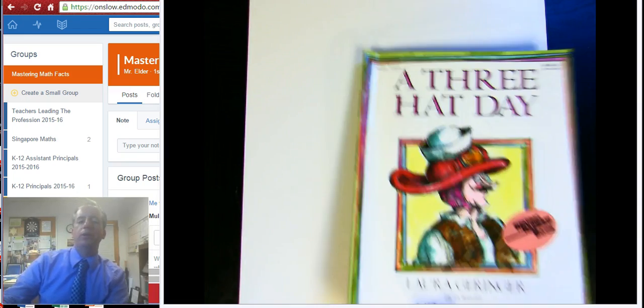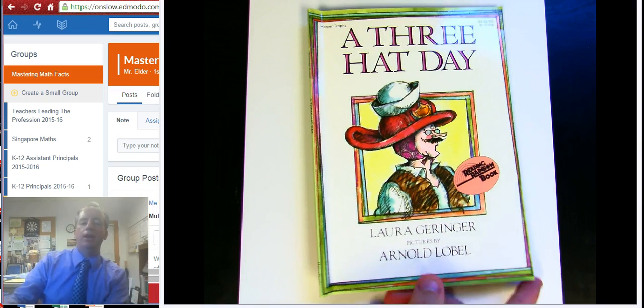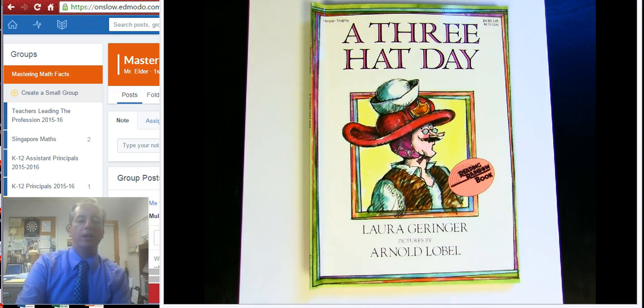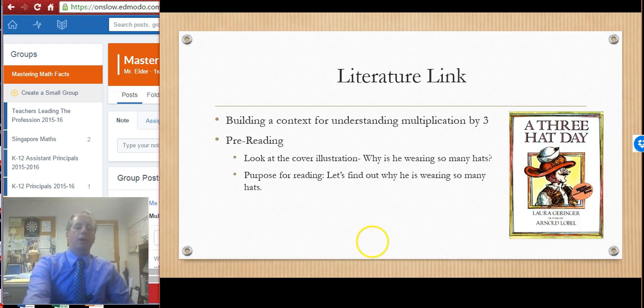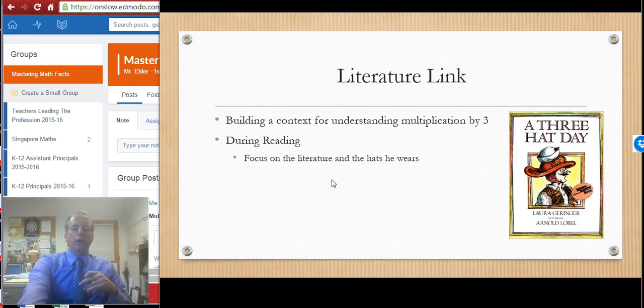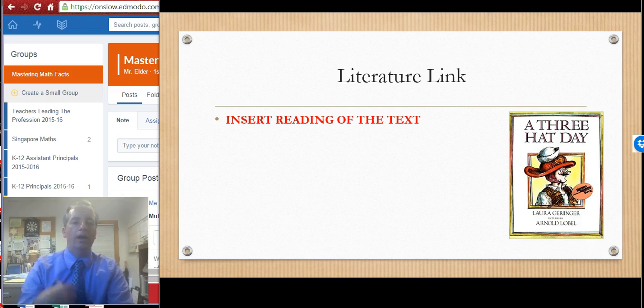So probably lots of places we could pull in some math here from a three-hat day, but we know we're focused on our times three facts. So let's think about how we can use this text to get us into building a context for our kids in terms of understanding threes, remembering that the purpose of the literature link is to be able to go back and say, "Oh, I remember we talked about threes when we talked about a three-hat day, and these were the experiences that I had. So now I, as the student, have something to connect to, and I can pull on that."